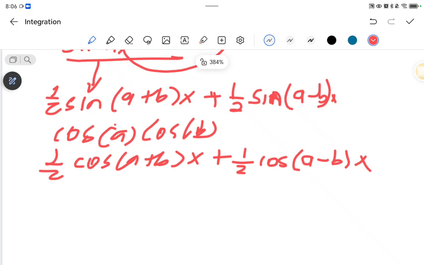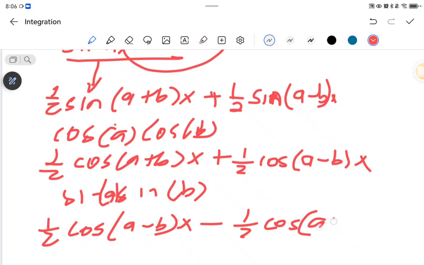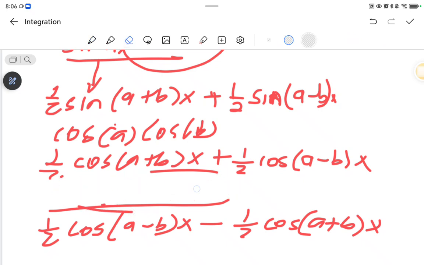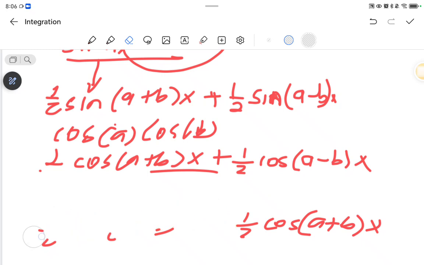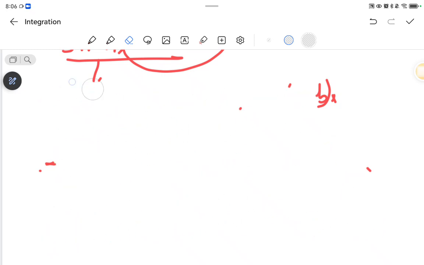Then the moment it becomes sine, let's say sine A sine B, here we're going to say 1 over 2 cos of (A minus B)x minus 1 over 2 cos of (A plus B)x. As long as it's sine, the sine is the one which has a negative outside here. So this is what we're going to be doing here.